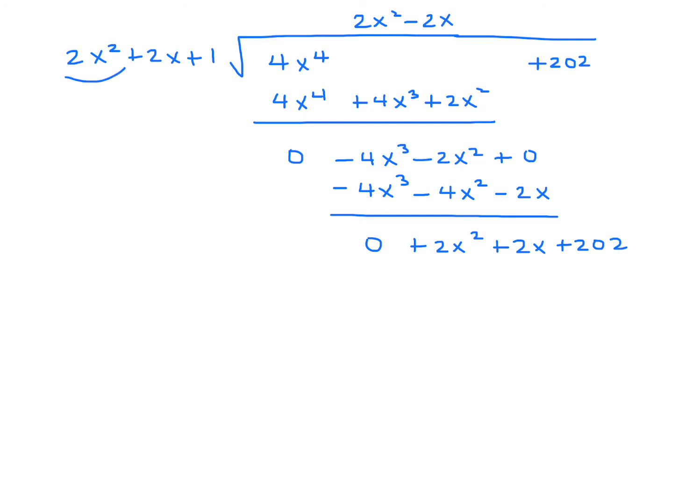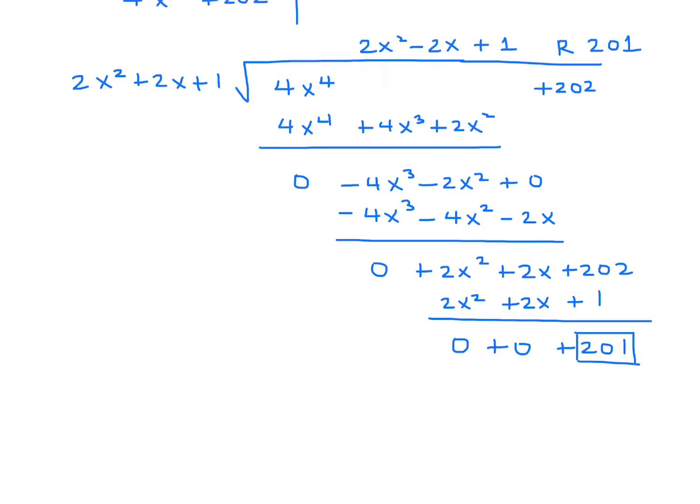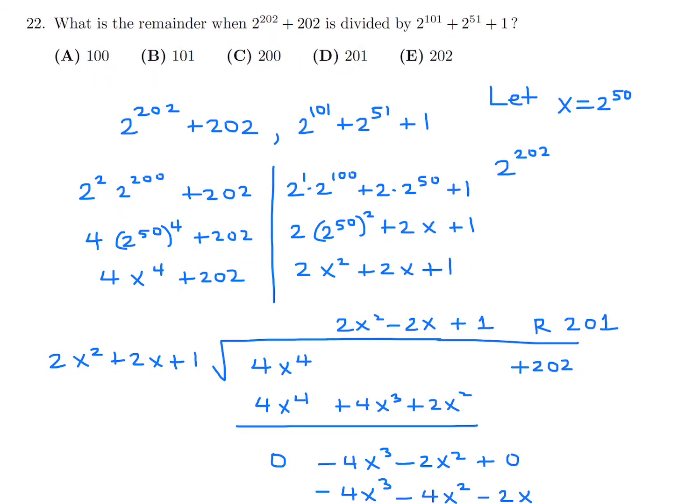Alright, so how many times does this go into that? Well, it looks like 1 plus 1. So that's 2x squared plus 2x plus 1. Now do the subtraction. 0, 0, and 201. There we go. So the remainder is 201, as indicated right there. So the answer to number 22 is 201, which would be D.